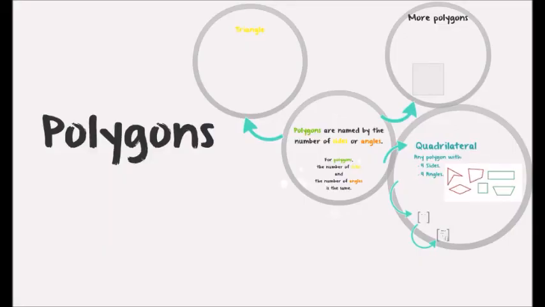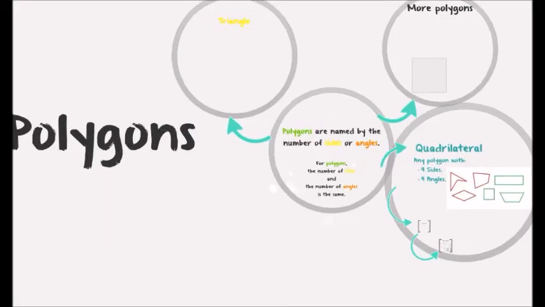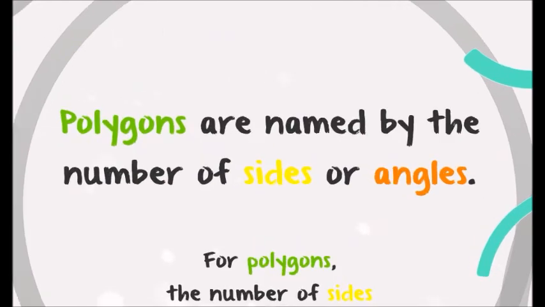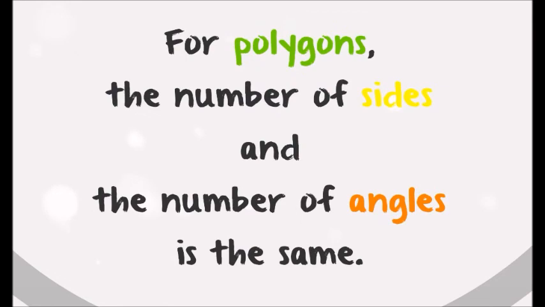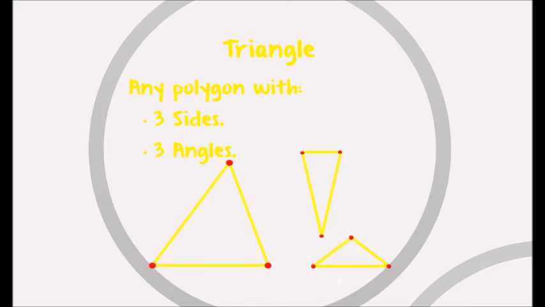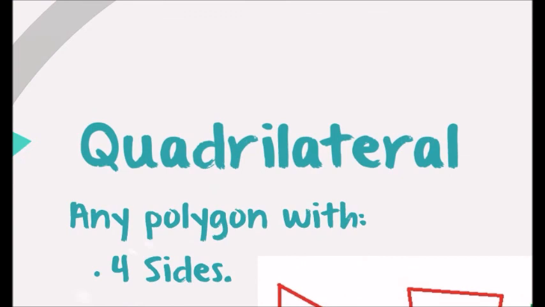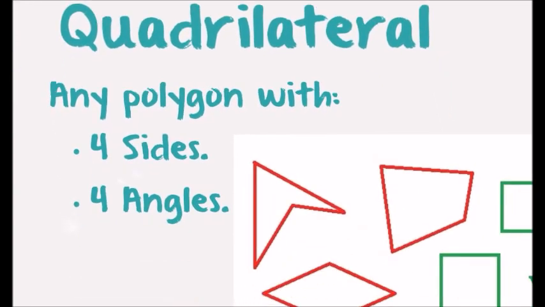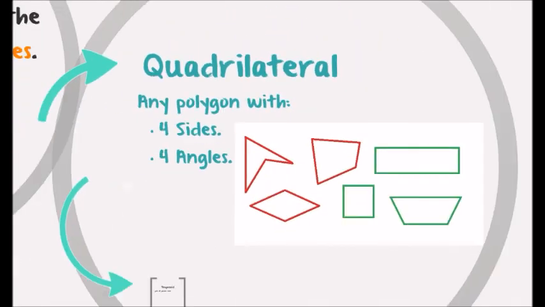Let's explore more about polygons. Polygons are named by the number of sides or angles. For polygons, the number of sides and the number of angles is the same. A triangle is a polygon with 3 sides and 3 angles. A quadrilateral is any polygon with 4 sides and 4 angles.